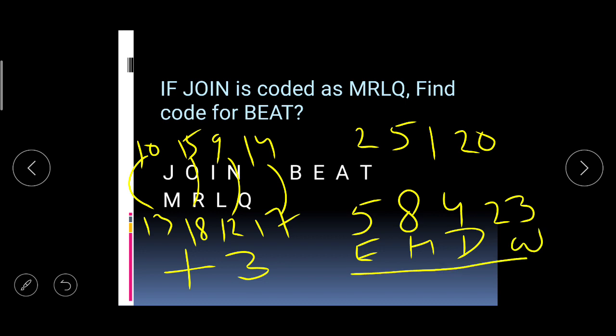Right? You just need to be quick in understanding which position belongs to which letter. So to start with, you go with the EJOT code, and once you are good in practice, then you can place the letters directly. So this is my answer, E, H, D, W.